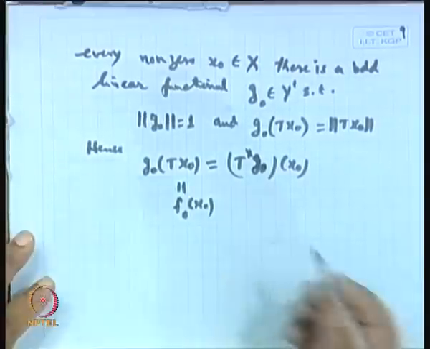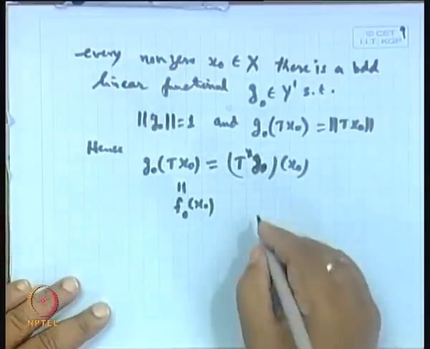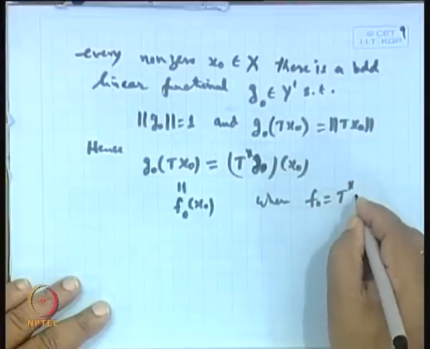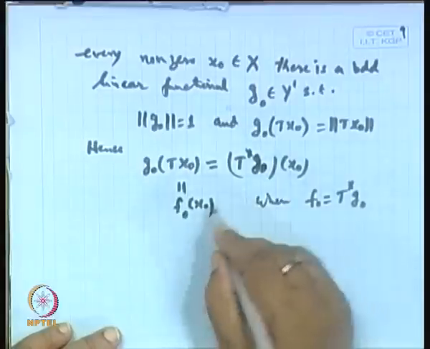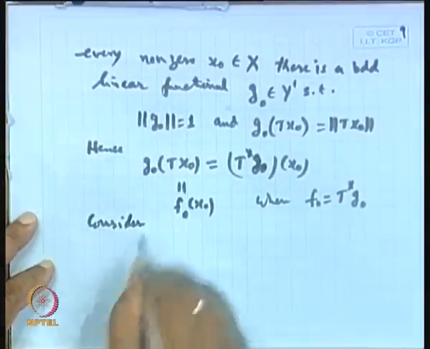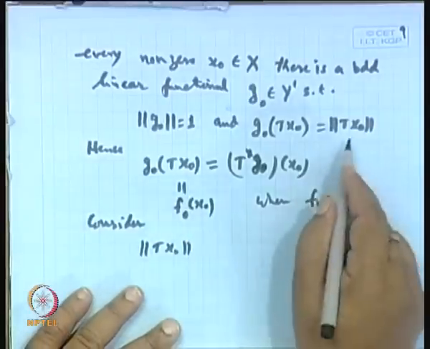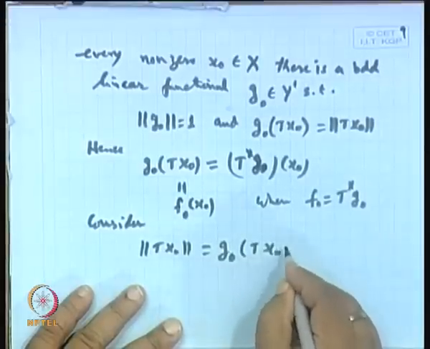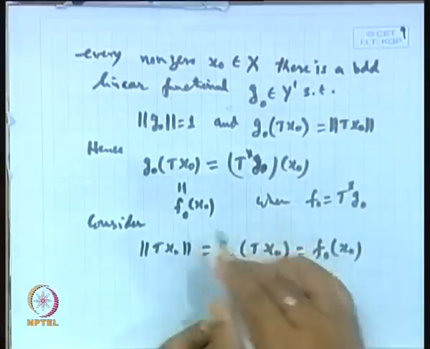Now, consider, writing this where F naught means T cross G naught, is it not? I am taking this as F naught. Okay. Now, consider the norm of T x naught. By definition, the norm of T x naught is G naught T x naught. And G naught T x naught is nothing but F naught x naught because of this.